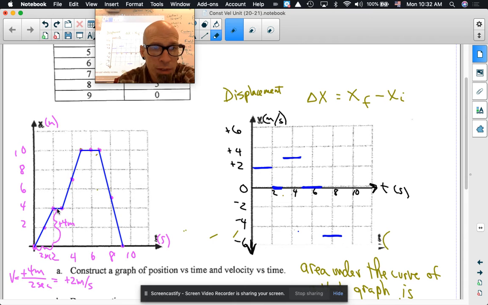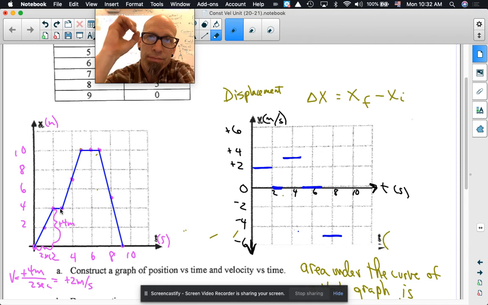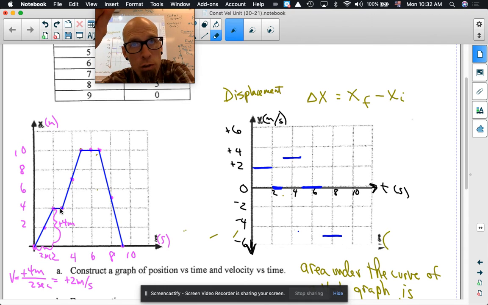Second section here, it's horizontal, which means there's how much slope? None. No slope means no velocity. How long did this happen? 1 second. So I drew a horizontal line on the 0 velocity for the 3rd second, which is when this happened, during second 3.